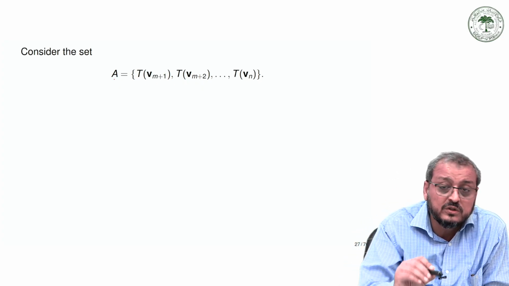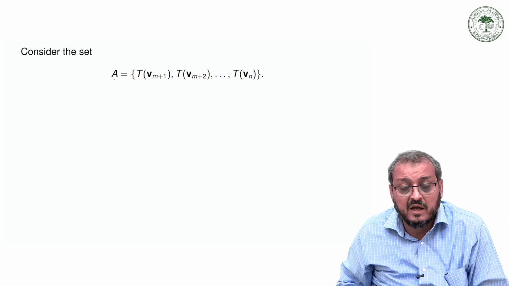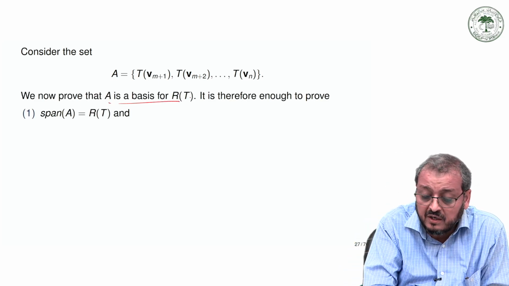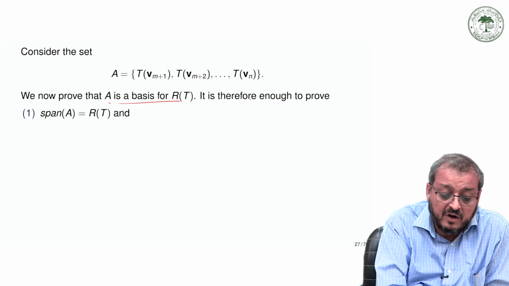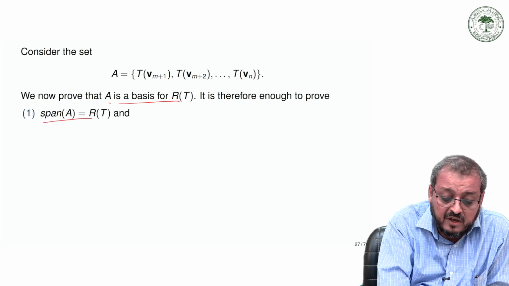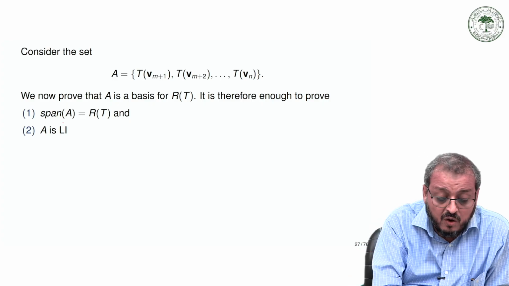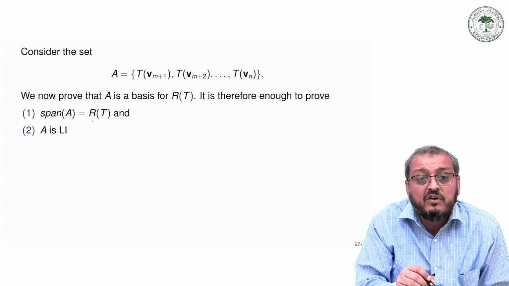Now, we try to show that this set is a basis for the range of T. To prove that it is a basis for the range of T, we have to prove that the span of A is equal to the range of T, and that A is linearly independent. First, we have to prove that the span of A is equal to the range of T.